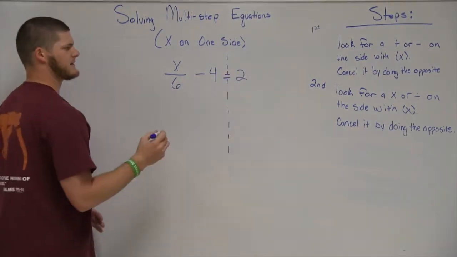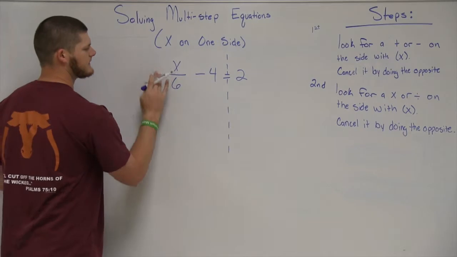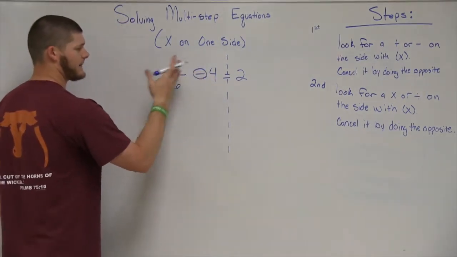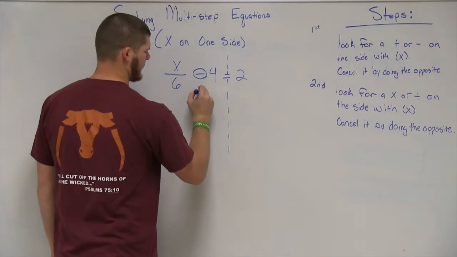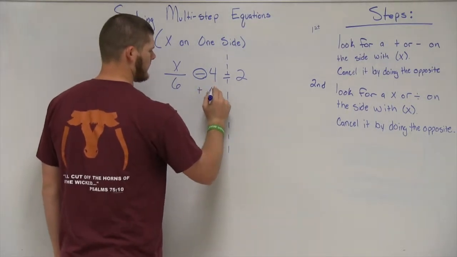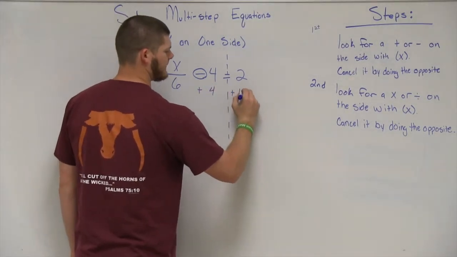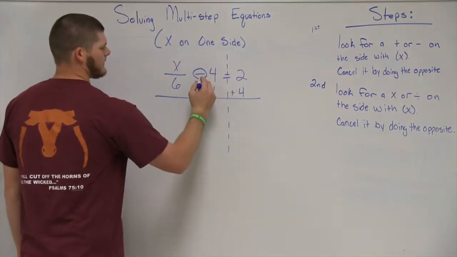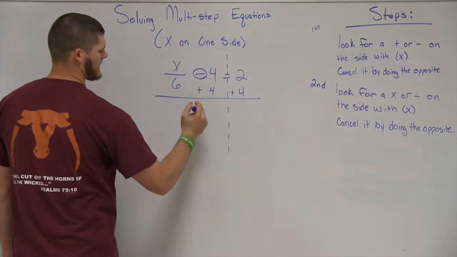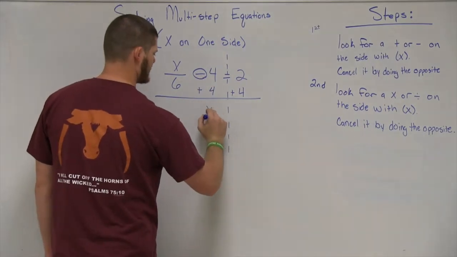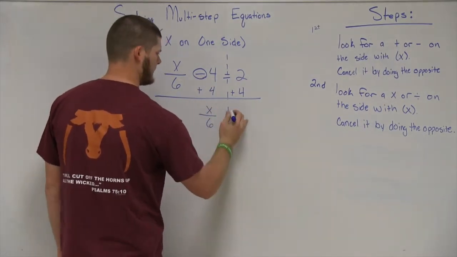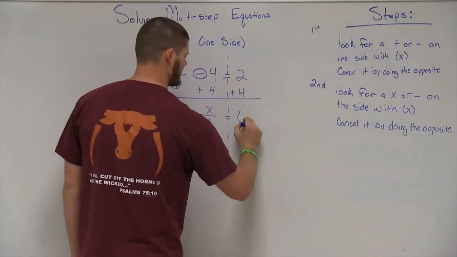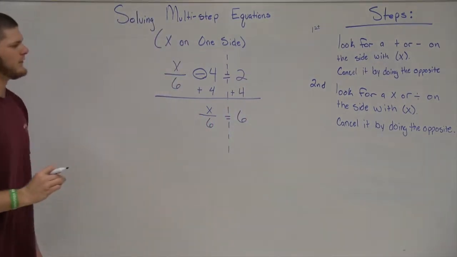Look for a plus or minus on the side with x. Well, here's x. Do we have a minus sign or a plus sign? Yes, right here. So the opposite of minus is plus. So we would do plus 4 and plus 4. All right? Draw our line here. Negative 4 plus 4 is 0, so that leaves us with x over 6. We drop down our equal sign. 2 plus 4 is 6. Move to our next step.